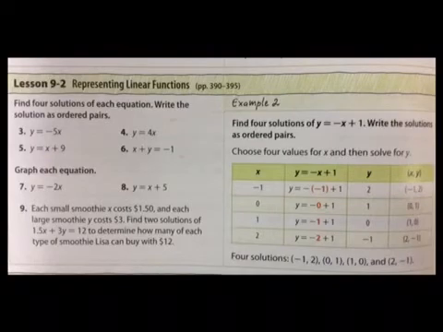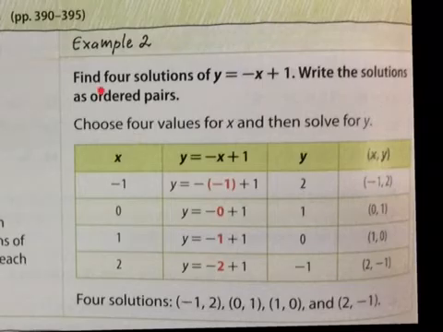Part 2, lesson 9-2, representing linear functions. For more references and examples, please look at pages 390-395. Let's look at example 2. Find 4 solutions of y equals negative x plus 1. Write the solutions as ordered pairs.